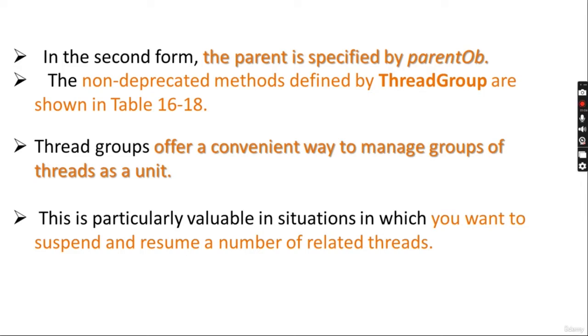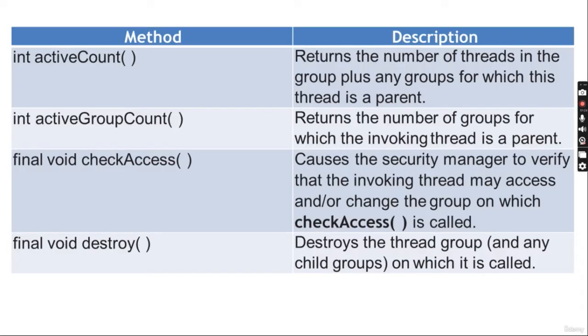Thread groups offer a convenient way to manage groups of threads as a unit. This is particularly valuable in situations in which you want to suspend and resume a number of related threads. So when there is a group of threads, all threads are interrelated, and in that case, you may want to suspend and resume a number of related threads.